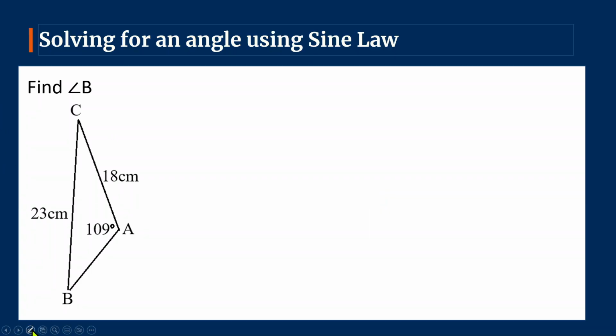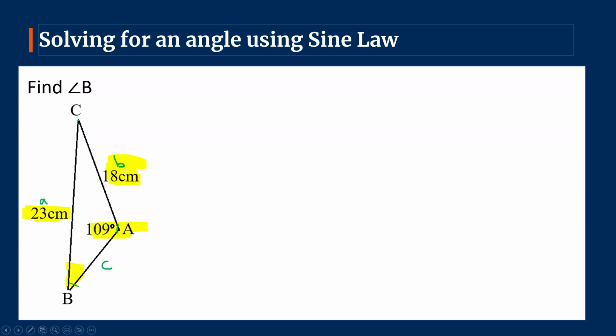Okay, so I want to find angle B. Let's see what we can do. So first of all, I'm going to label the sides of my triangle. So here is angle A. So this is side A. Here's angle B. So this is side B. And here's angle C. So this is side C. And I like using my highlighter here. So I know angle A and side A. Great. I know both pieces of A, so I'm going to use that. My goal is to find angle B, and I know what side B is.